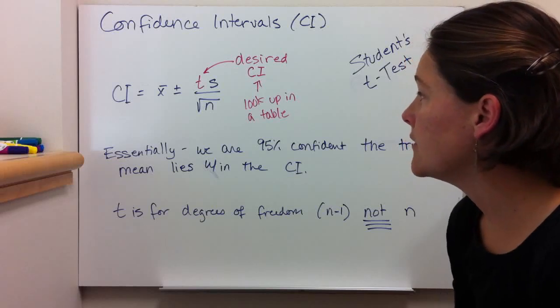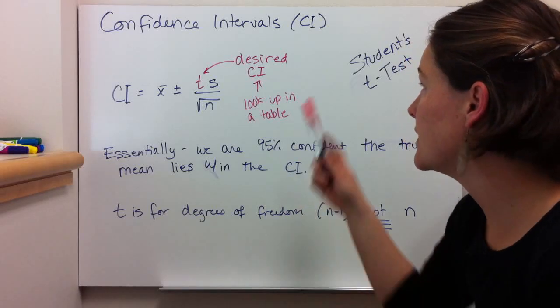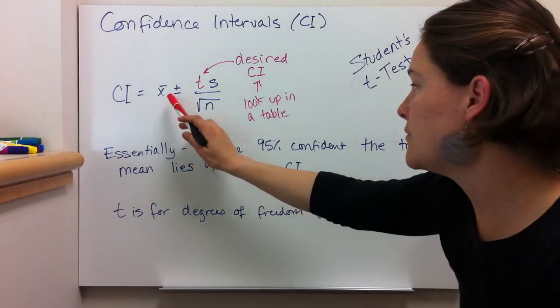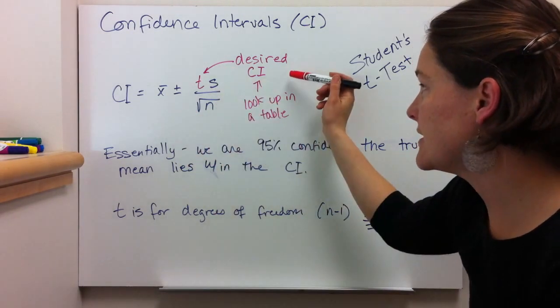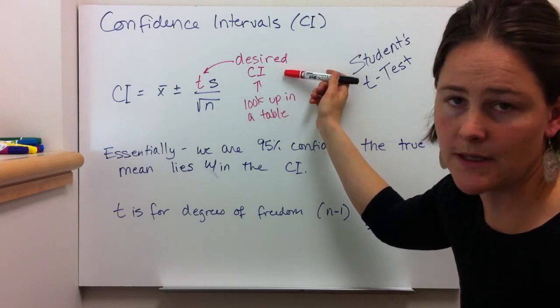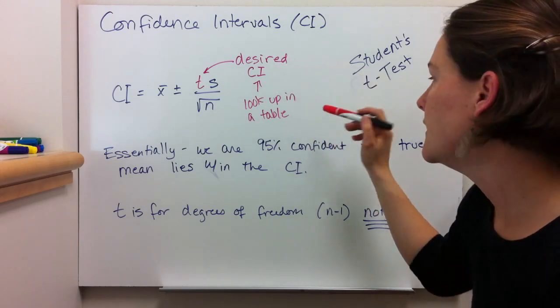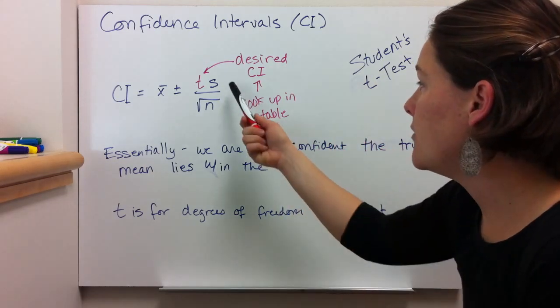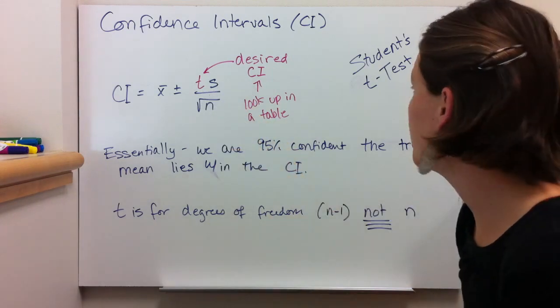So the next thing that we have to talk about are confidence intervals, or CI for short. A confidence interval equals the mean plus or minus t, which is the desired confidence interval. It's usually 95% or 99% or 99.99%. Anyways, you look the t value up in a table, times s over the square root of n.